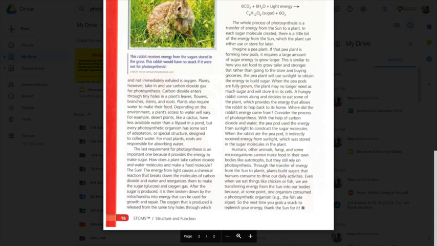Humans, other animals, fungi, and some microorganisms cannot make food in their own bodies like autotrophs, but they are still reliant on photosynthesis. Through the transfer of energy from the sun to plants, plants build sugars that humans consume to drive our daily activities. Even when we eat things like chicken or fish, we are transferring energy from the sun into our bodies because, at some point, one organism consumed a photosynthetic organism, i.e., the fish ate algae.